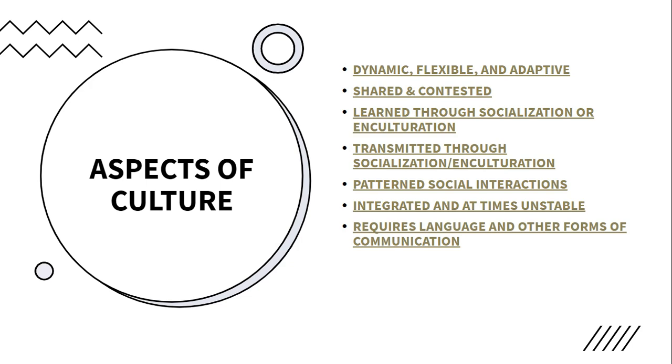Again, these are the aspects of culture. First, it is dynamic, flexible, and adaptive. Second, it is shared and contested. Third, it is learned through socialization or enculturation. Fourth, it is transmitted through socialization or enculturation. Fifth, it is patterned social interactions. Sixth, it is integrated and at times unstable. Seventh, it requires language and other forms of communication.